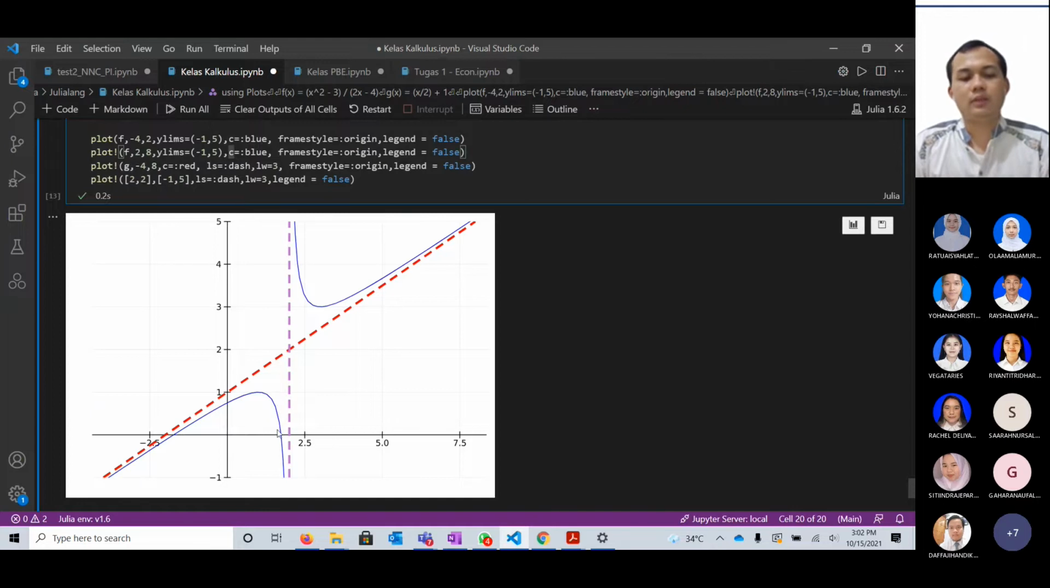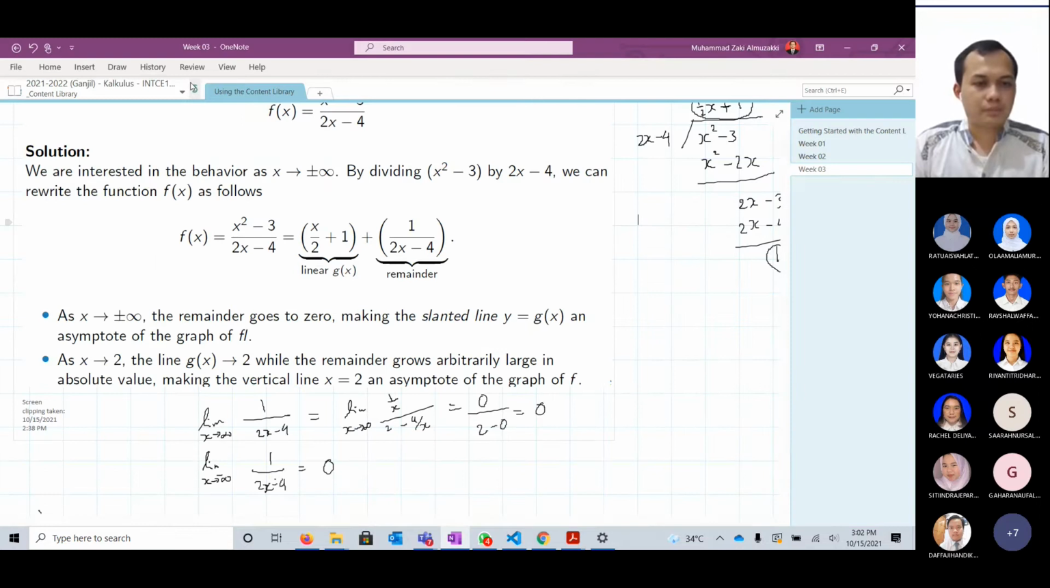Jadi memang terkesan plotnya itu terkesan, kurvanya terkesan terpisah, padahal mereka masih satu fungsi, seperti itu. Is it clear? Oke, Sir.